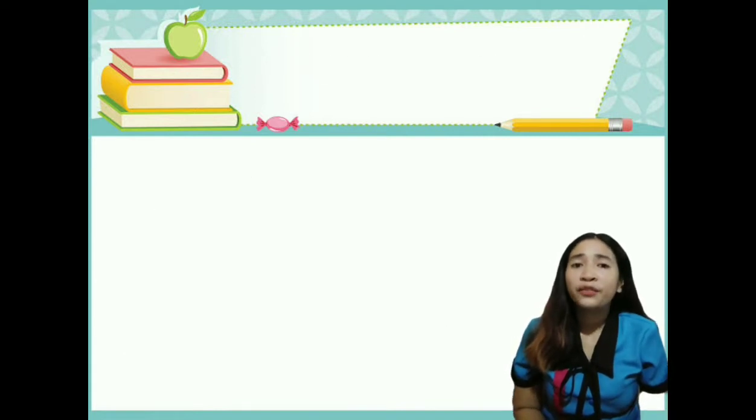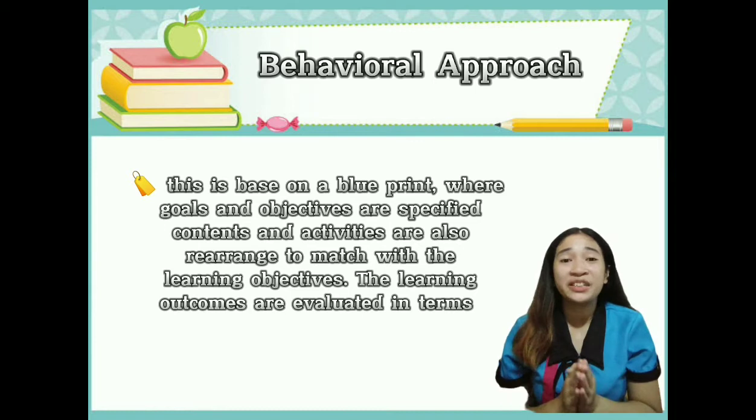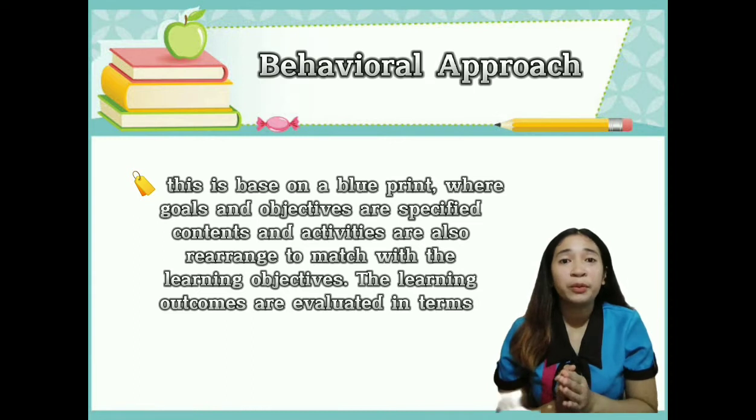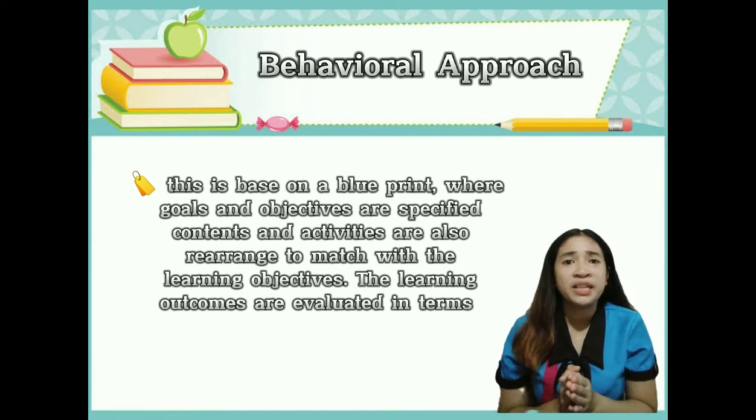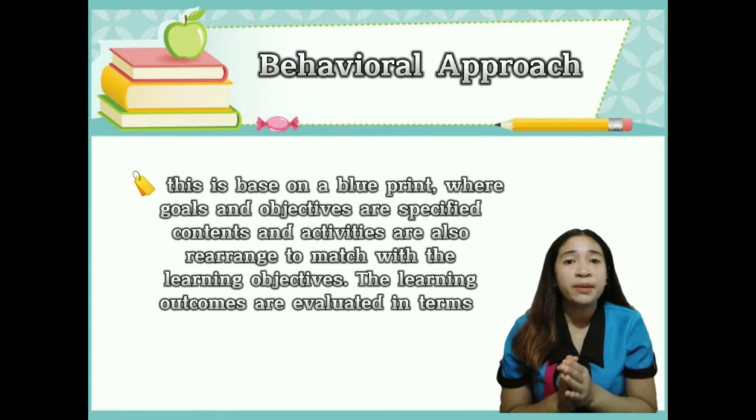So, now, the behavioral approach is based on a blueprint where goals and objectives are specified, and contents and activities are also arranged. The learning outcomes are evaluated in terms of the goals and objectives set at the beginning. This approach started from Frederick Taylor, which aimed to achieve efficiency. In education, the behavioral approach begins with educational plans that start with the setting of goals or objectives. And this is an important ingredient in curriculum implementation, as is evaluating the learning outcomes of behavior. The change of behavior indicates the measure of the accomplishment.